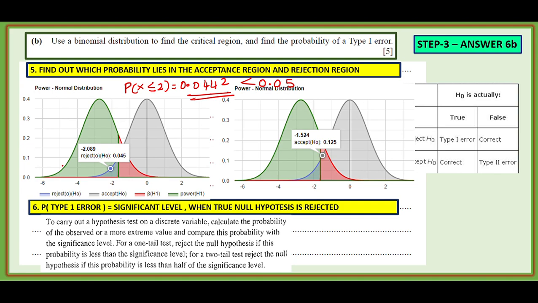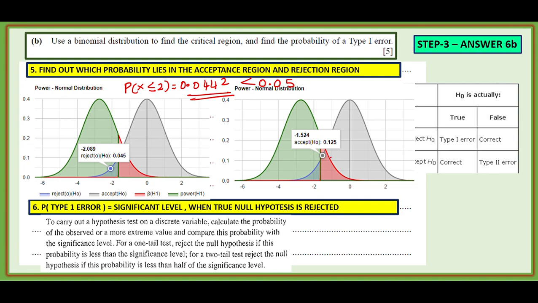So it is 0.05 for the 5% significance level. Less than 0.05 will fall in the rejection region. So the probability of x less than or equal to 2 is in the rejection region. So H naught is rejected for this value, the probability of x less than or equal to 2.